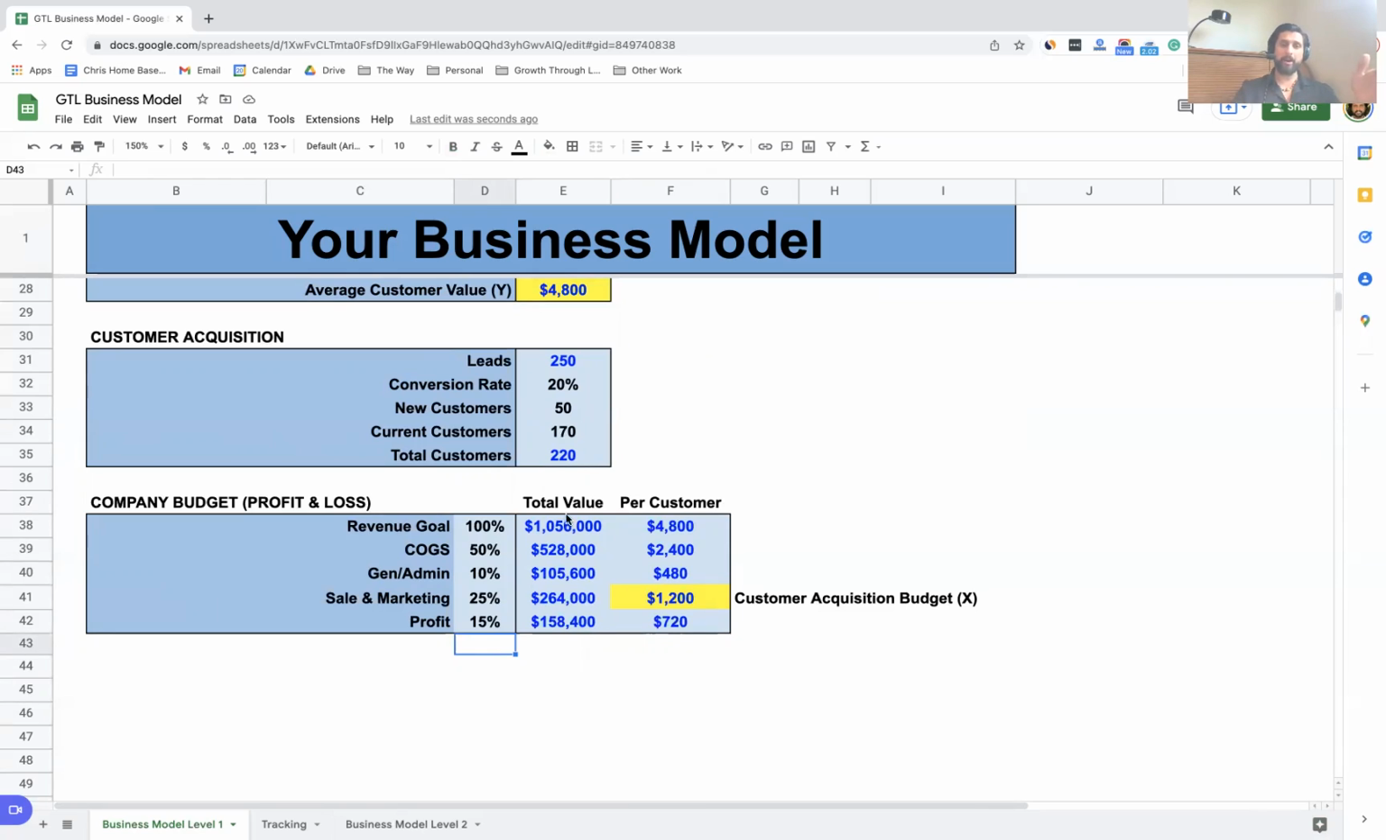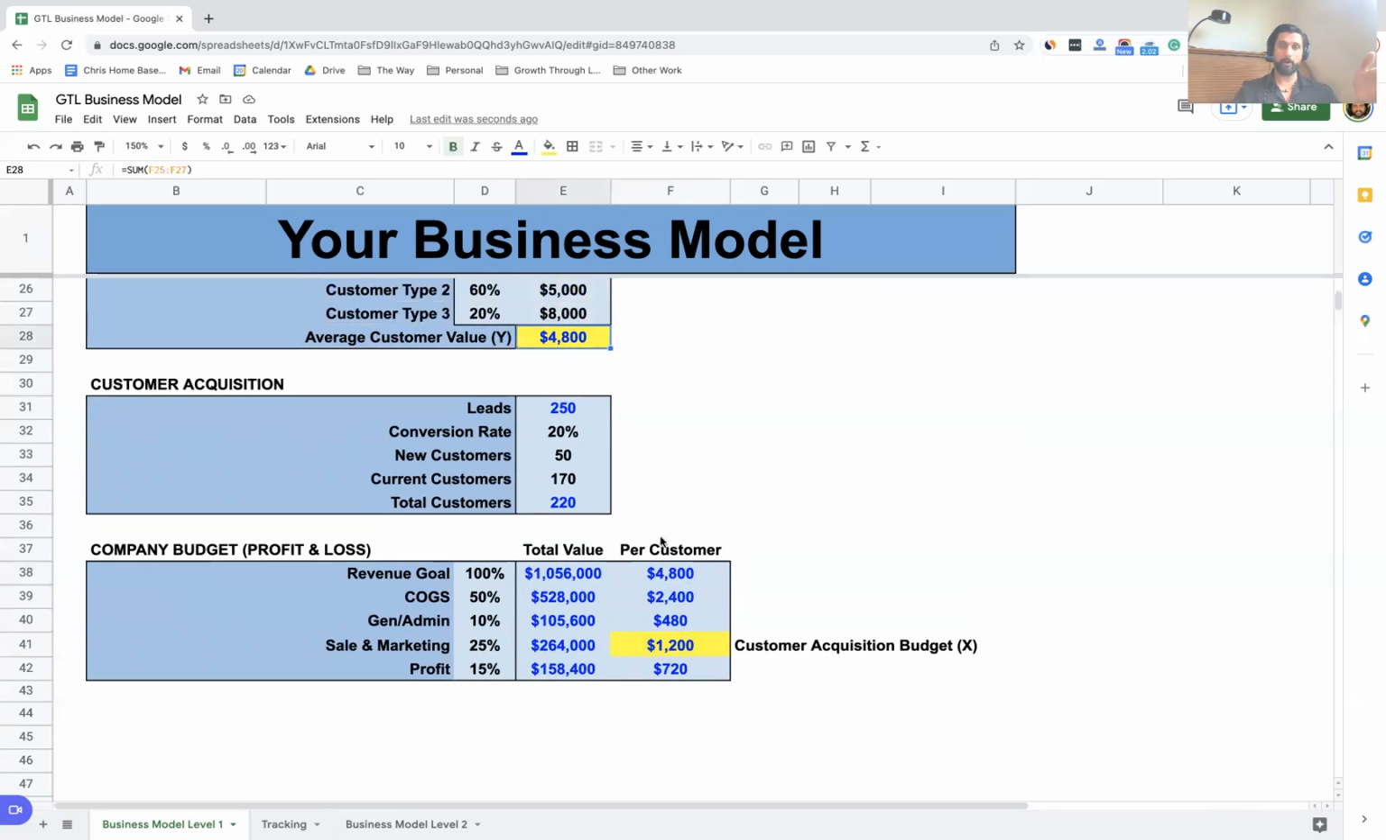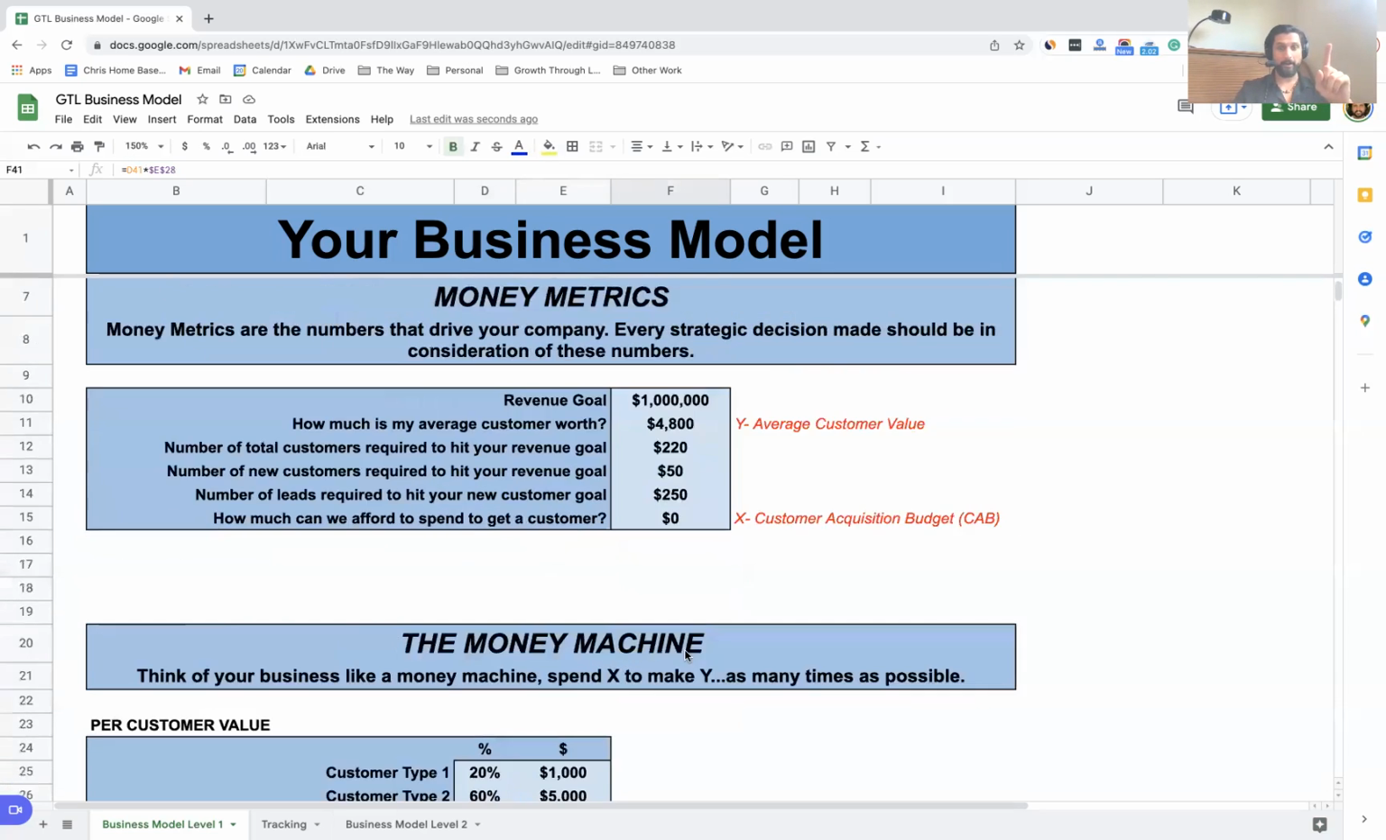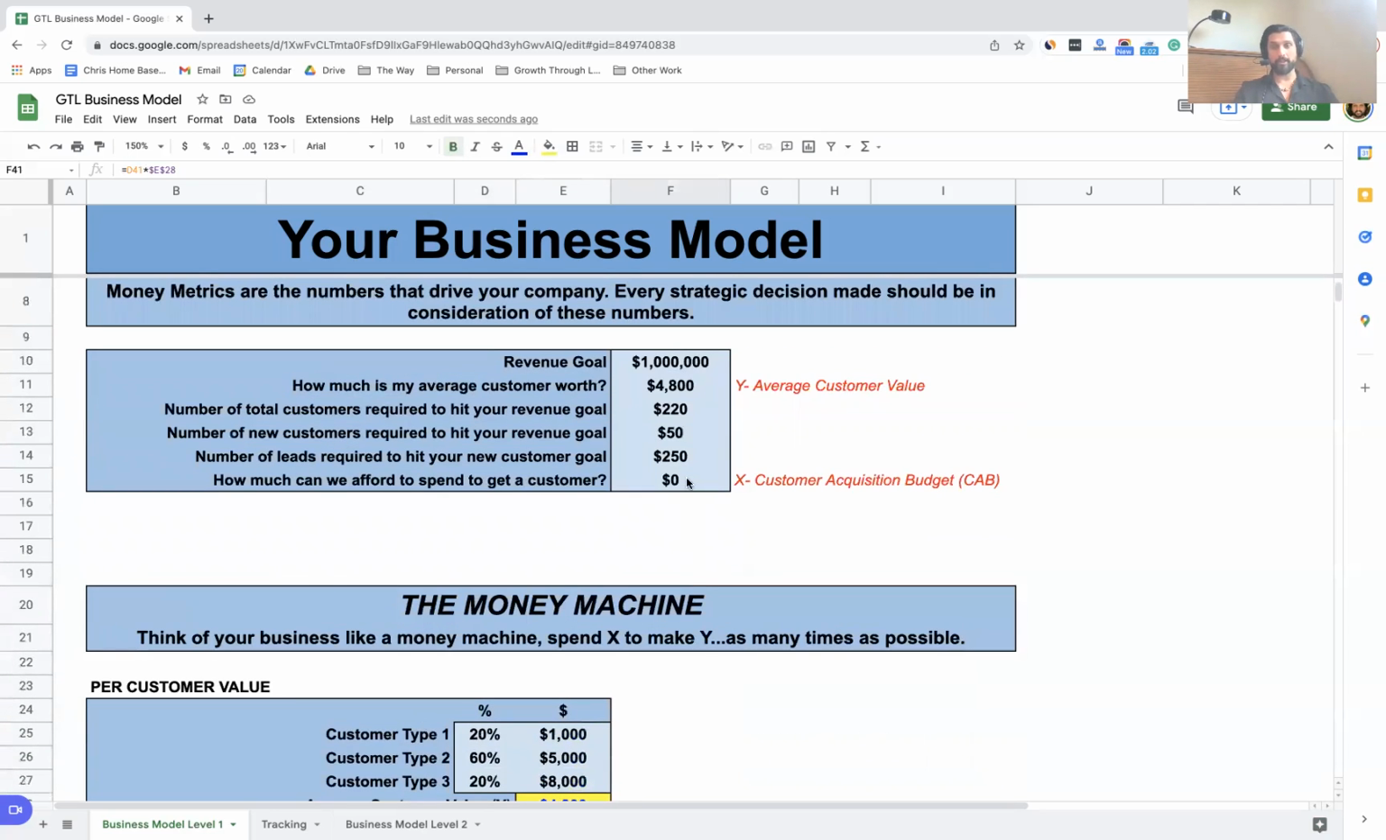All right. So when we look at our P&L, we're trying to make $1 million here. And this is our total, and this is our per customer, right? So if our average customer is $4,800, which we figured out before, and 25% of that money is going to acquire that customer, then that tells us that our customer acquisition budget is $1,200. That's how you figure out your customer acquisition budget, CAB. Very important number. $1,200. So boom, there it is.